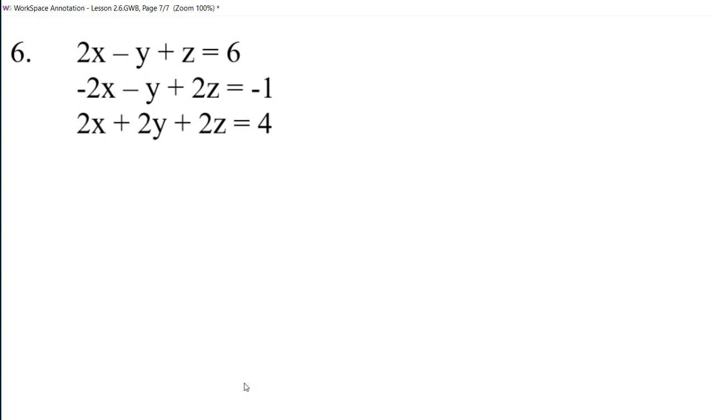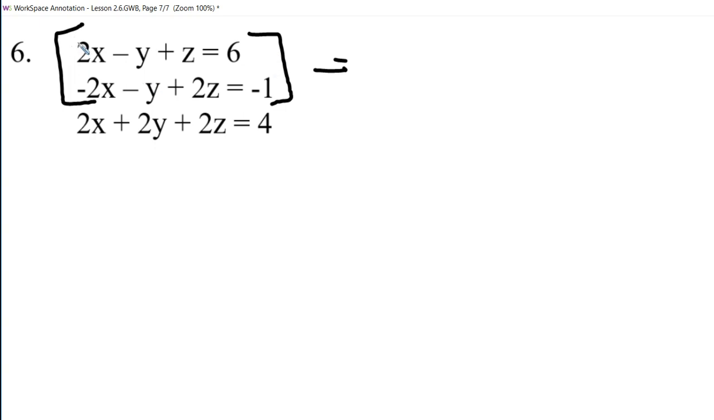Look for a 0 pair. Do you see a 0 pair with two equations? Yeah, positive 2x, negative 2x. There's a 0 pair. So let's take care of those 0 pairs. We're going to combine the top two equations and the bottom two equations. So combine these two.